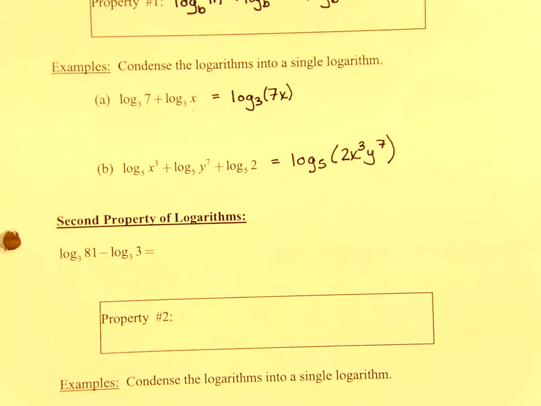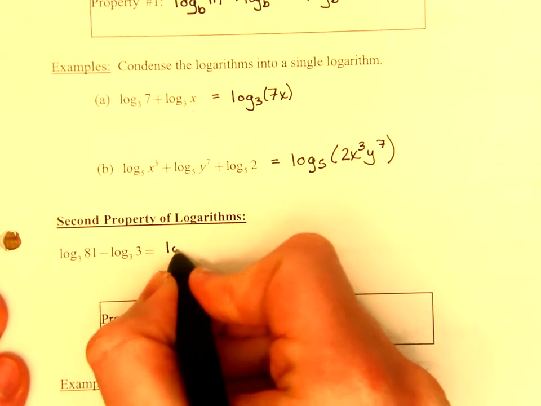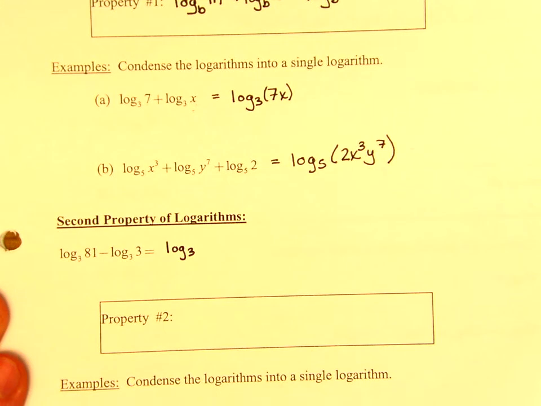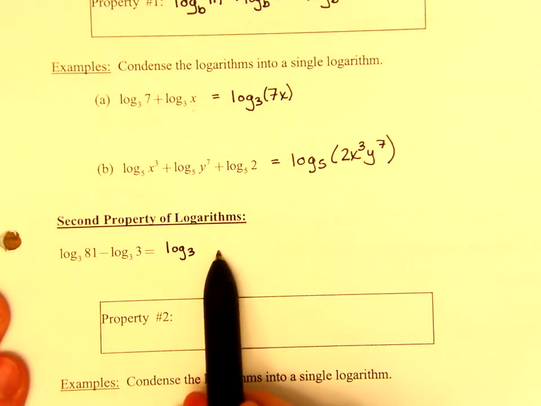That talks about what happens if we're going to subtract logarithms. Maybe take a guess. If adding logarithms means multiply the stuff inside, guess what you think is going to happen when we subtract logarithms. I know my answer is going to be log base 3 of something, and it's not as easy as just doing 81 minus 3 and getting 78.